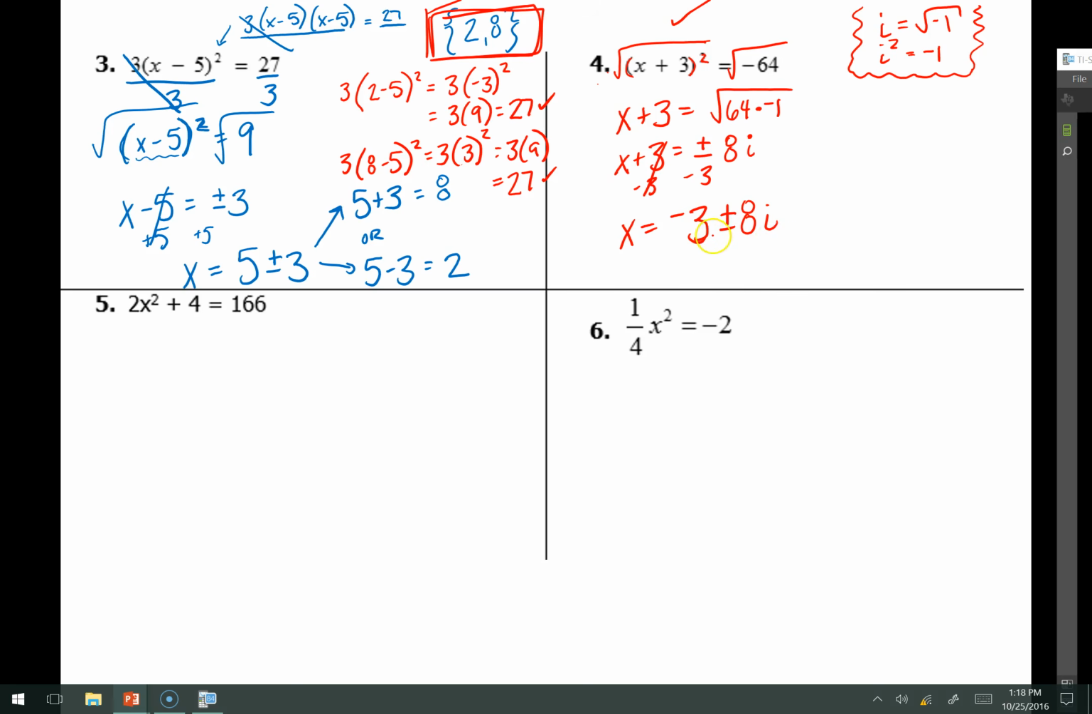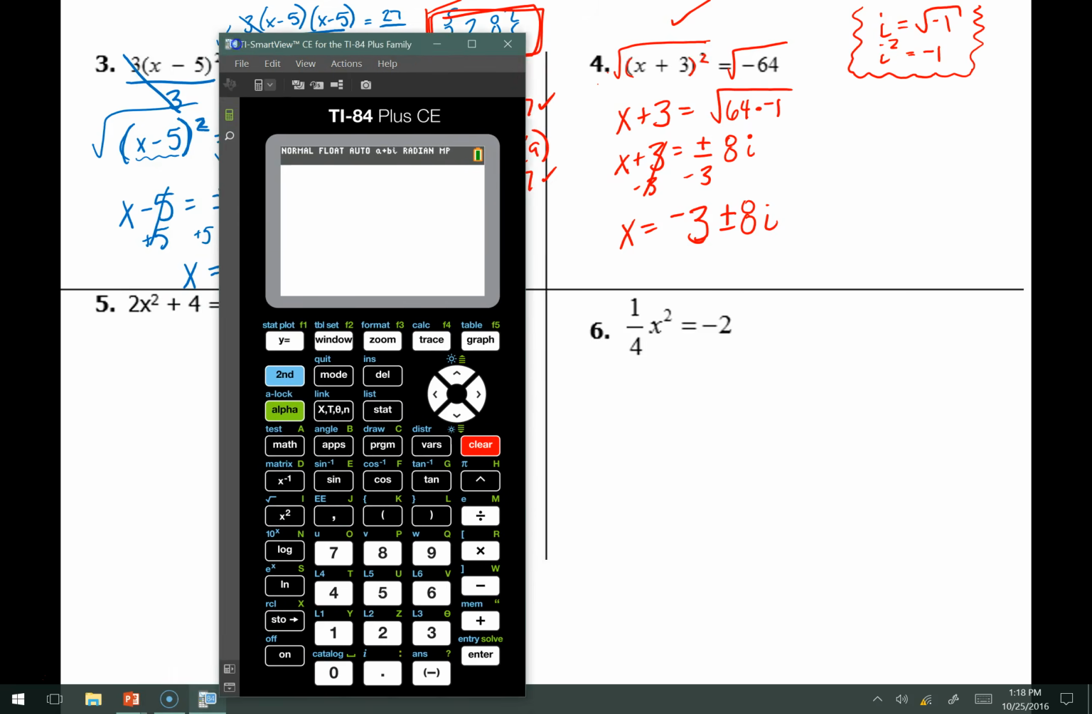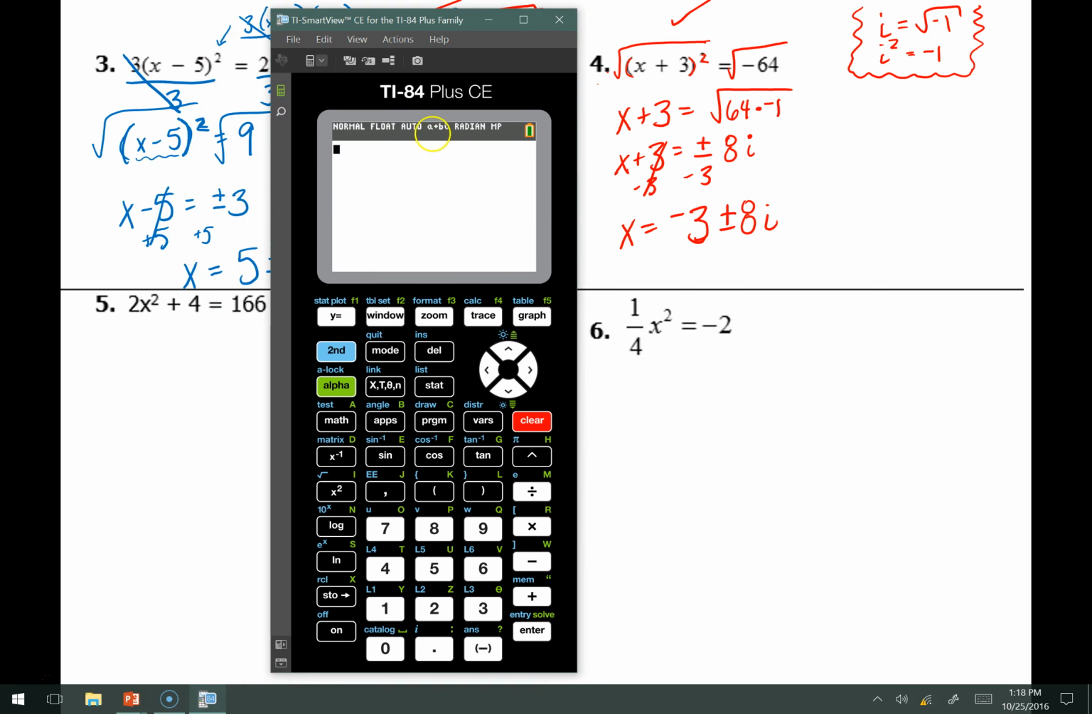Now, when you are going to solve these, or to check these, my recommendation, because i is something that's kind of difficult to work with, is that I would plug these into the calculator. Remember, in your calculator, you need to go to mode and put your mode into complex mode, a plus bi. Always check that this mode is set not to real, but to complex, a plus bi, before you start plugging in these problems.